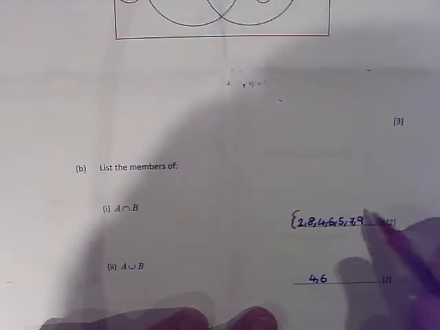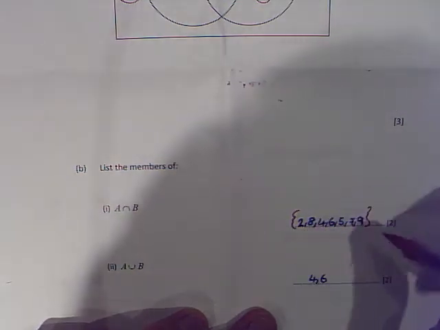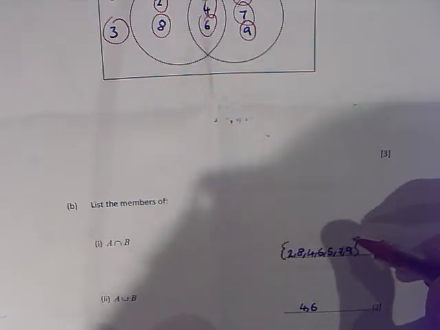If you're asked to list the members of A in section B, which this person has done, don't forget the curly brackets. And obviously it's better to list them in ascending order, but that doesn't matter terribly. Also, they haven't got it right. Oops. A into section B.